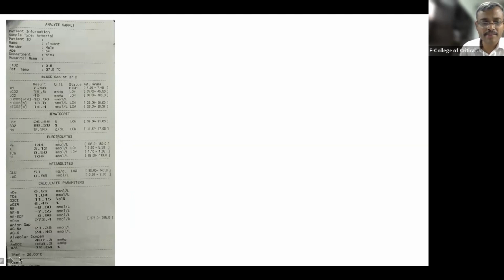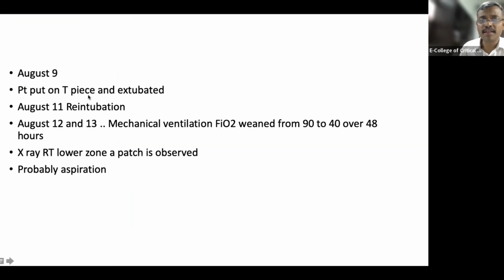What happened in this case, I'm going to tell. The patient was put on TPs day 9, extubated, and again reintubated. Why extubated? Because of some pressure from the physician or whoever it may be, and then reintubation within 48 hours. There is a lower zone patch, which means there is infection on day 12 or so. So the lactate has gone up. Probably aspiration, because extubated when their power was not adequate. We could have avoided this by taking precautions from day 1.